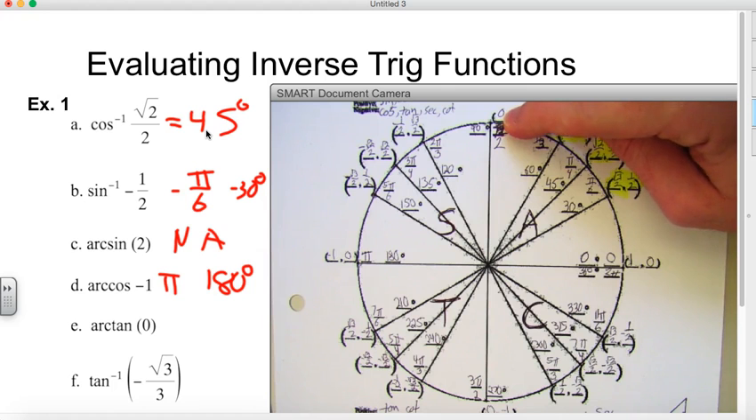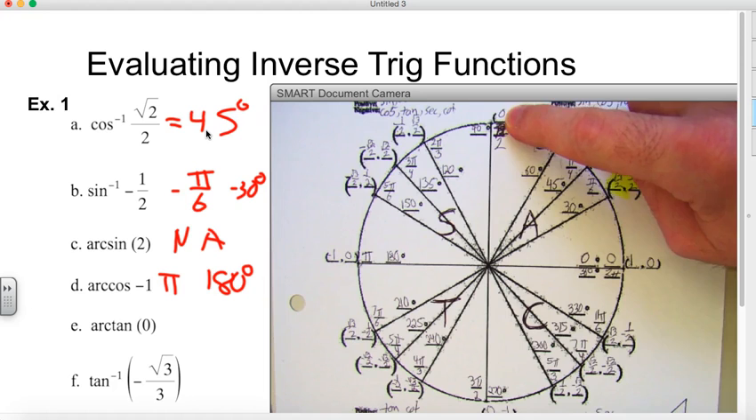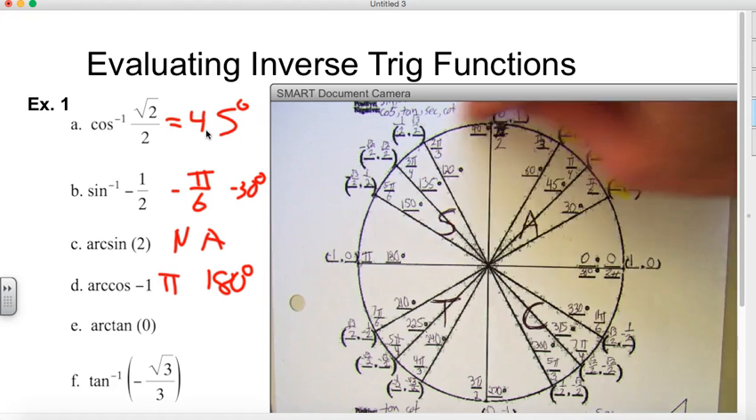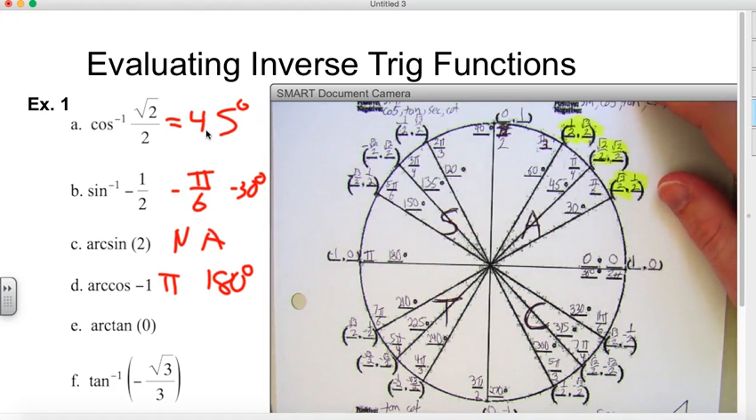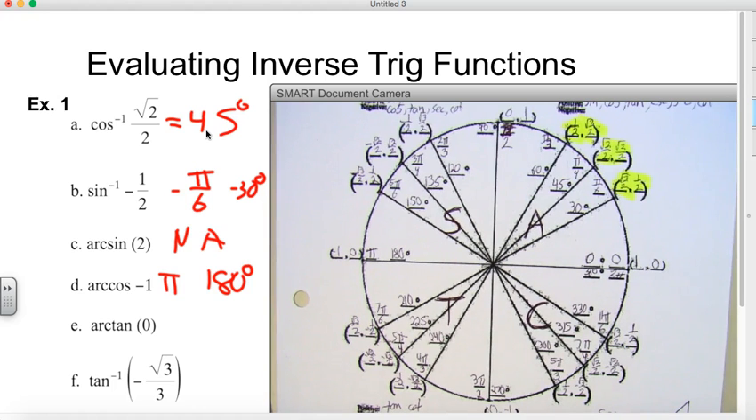Otherwise, you get repeated angles. So it's always between negative 90 and positive 90 for sine and tangent, and always between 0 and 180 degrees for cosine. So that's why we wouldn't use 360. All right, so then arc tangent of negative square root of 3 over 3.